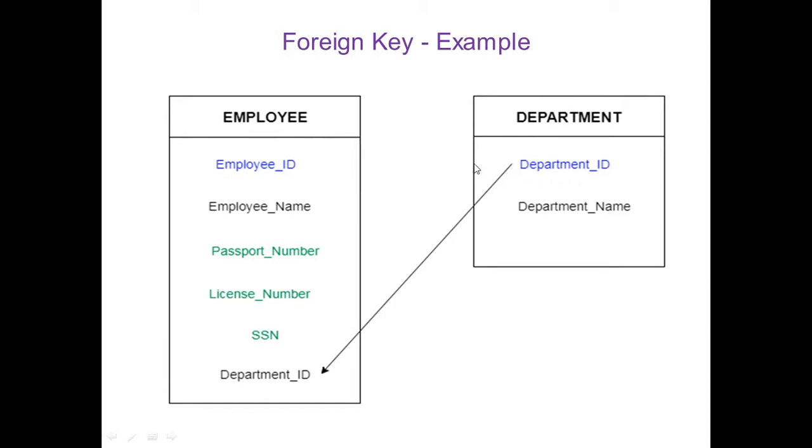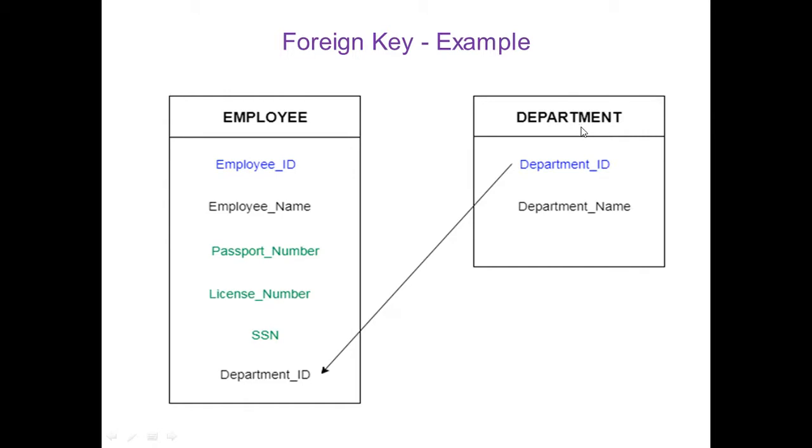Now see, these are the two tables, employee and department. Employee has the attributes employee ID, name, passport number, license number, SSN and department ID. And department has two attributes, that is department ID and department name. Now in this case, the employee table has one attribute, that is department ID. And this department ID is going to connect to the other table, that is department.